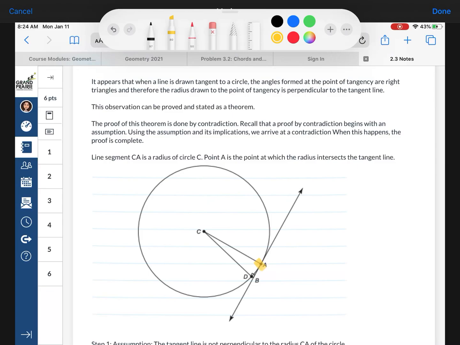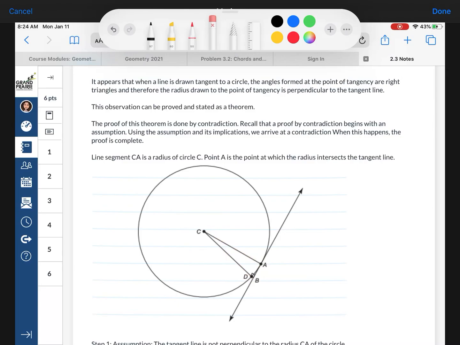That forms a right triangle. So if you guys can see here, it's forming a triangle, and it's specifically called a right triangle. And in this picture, this is a mistake. It looks like they put the box on the wrong side, but the box should be right here. That's where the 90-degree angle is. And if you have two radii, so this is a radius and another radius, if you draw two radii, you form a right triangle. This observation can be proved and stated as a theorem.